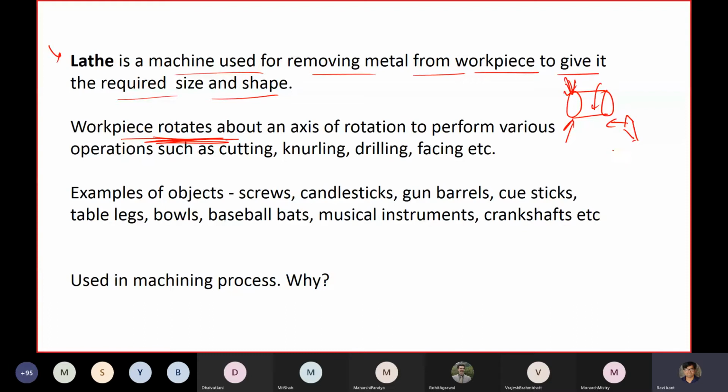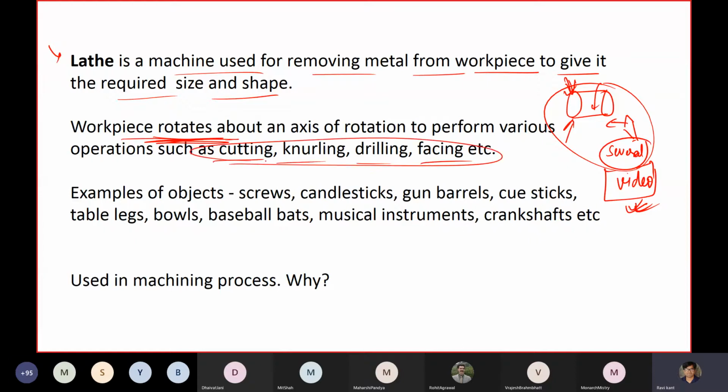So it will have several ways to cut it. Okay, so we'll look into all those operations through a video because that would be more comprehensive to understand those operations. Because when I tell you, you may not understand what is happening, but in video it will be very clearly shown, and you can see how things are moving and cutting. So it will be advantageous to look at some videos for these operations such as cutting, knurling, drilling, facing. So we'll talk about it in video, not here.